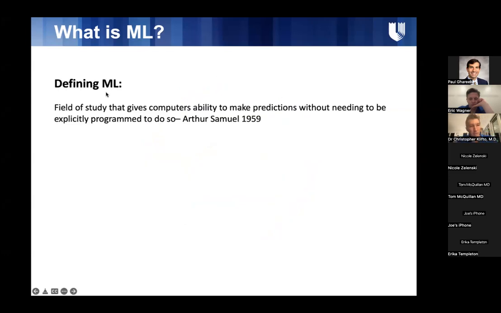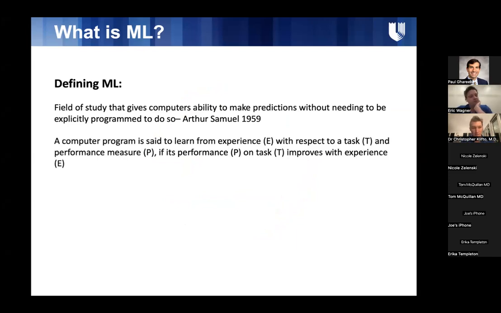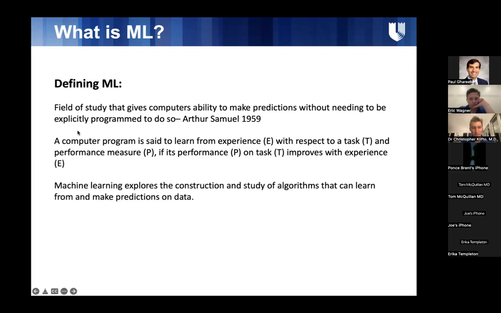So just quickly defining machine learning, it's a field of study that gives computers the ability to make predictions without the need to explicitly program them to do so. Again, this was defined by Arthur Samuel in 1959. I'm going to give a lot of examples to try and explain this. So this is one of the examples of what that means. A computer program is said to learn from experience E with respect to task T and performance measure P. So if performance on task T, as measured by P, improves with experience E, then it is learning. So what does that mean? All right, I'm going to give you an example.